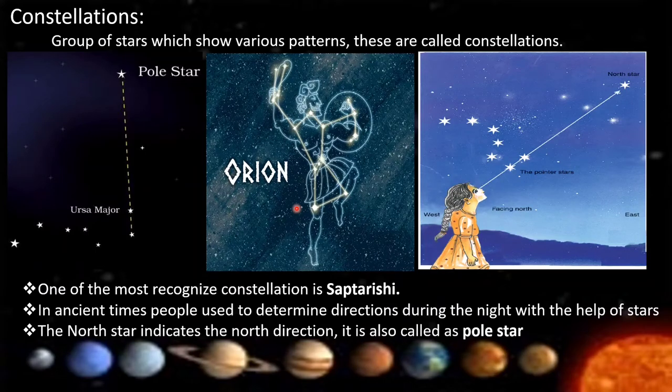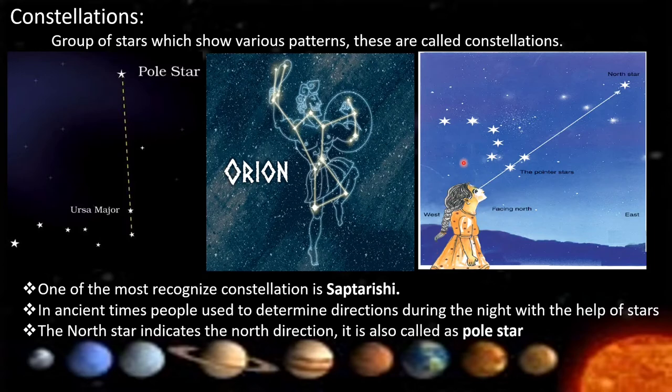In ancient times, in the daytime, people used to know the direction by the sun, because it rises in the east and it sets in the west. So accordingly, they used to make out their directions. But what about the night time? In the night time, the ancient people used to take help of the constellations. How did they use the constellations to know the direction?